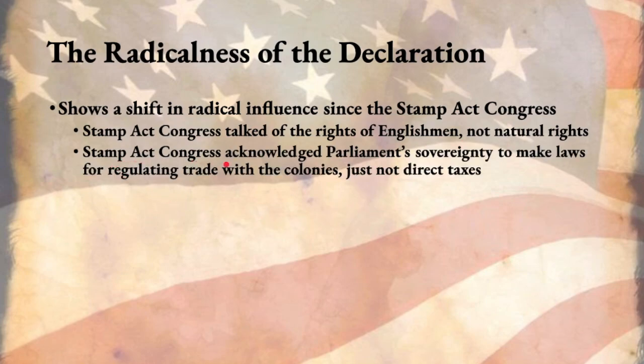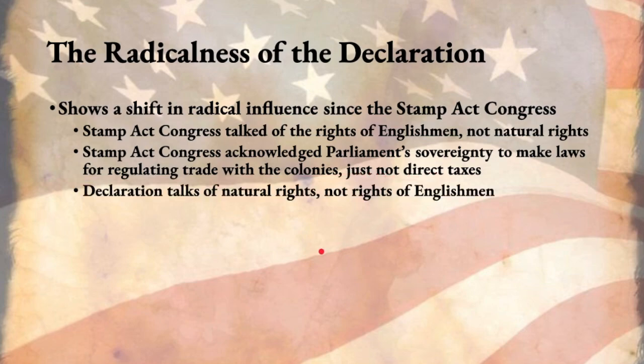At the Stamp Act Congress, they acknowledged Parliament's sovereignty to make laws regulating trade, just not direct taxes. So in 1765, they weren't talking about independence at all. They said Parliament shouldn't pass direct taxes. They can regulate trade with the Navigation Act and even the Sugar Act, but on principle, they can't pass direct taxes. But by the Declaration, they're talking about natural rights, a very enlightened idea, and they're not talking about the rights of Englishmen anymore. They don't consider themselves Englishmen.